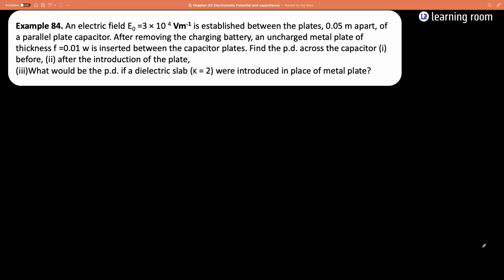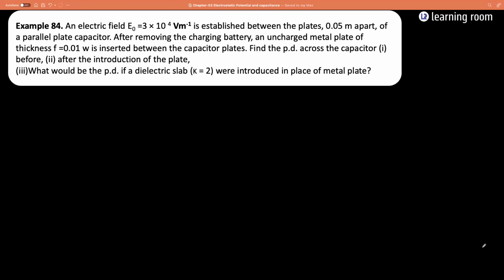Thickness. I think there is a mistake. It is 0.01 meter. Okay, let's take it in terms of meter and then do it. There is an electric field of 3 into 10 power 4 volt per meter which is established between the plates, 0.05 meter apart, of the parallel plate capacitor. So the distance between the parallel plates of the capacitor is 0.05.